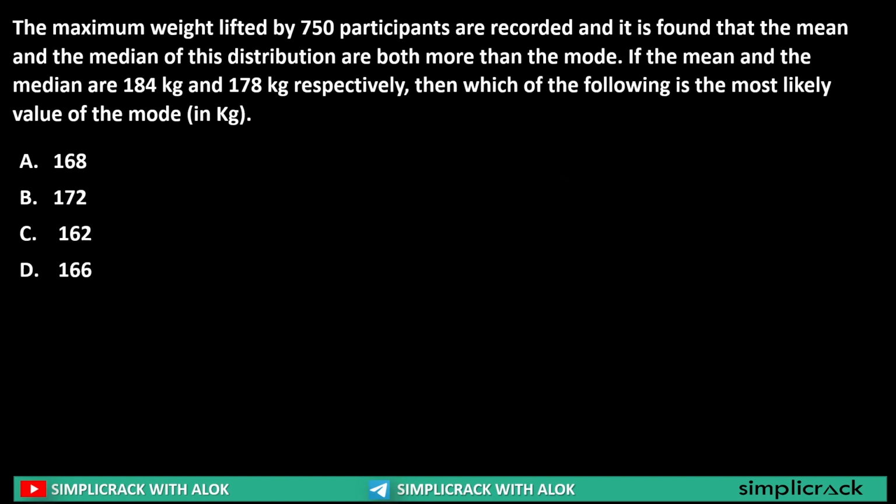Now the second question. The maximum weights lifted by 750 participants are recorded, and it is found that the mean and the median of the distribution are both more than the mode. If the mean and the median are 184 kg and 178 kg respectively, which of the following is the most likely value of the mode?